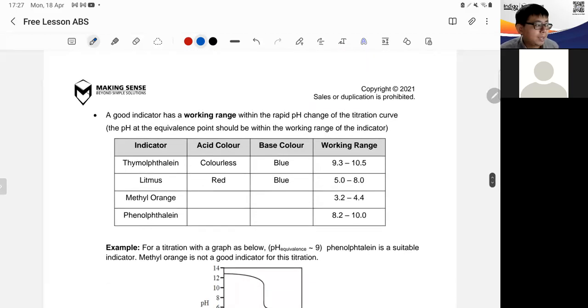In this page, we can see the common indicators that we use and what their working range is. It means if the pH falls within a certain range, that is a pretty good indicator to use. So let's fill in the blanks first.